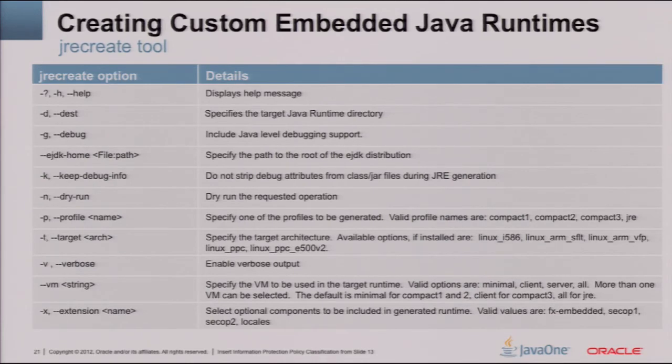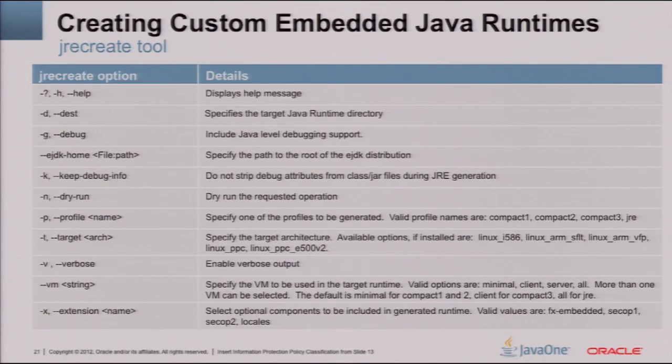This is the debug information from the stripping. If you want to keep it, it's -K. -G says, I want JVMTI support. Please add it to my runtime. I mix those up. Dry run will actually not produce the output. It'll just tell you how big this is going to be.